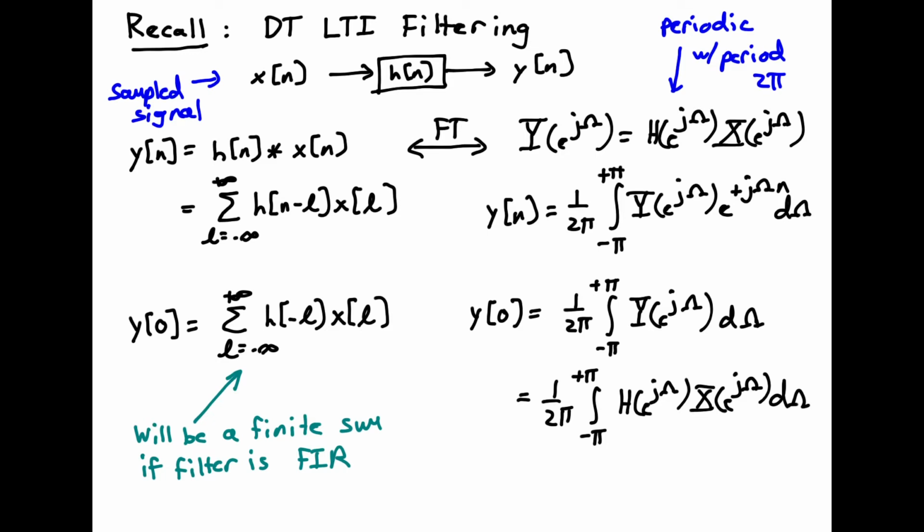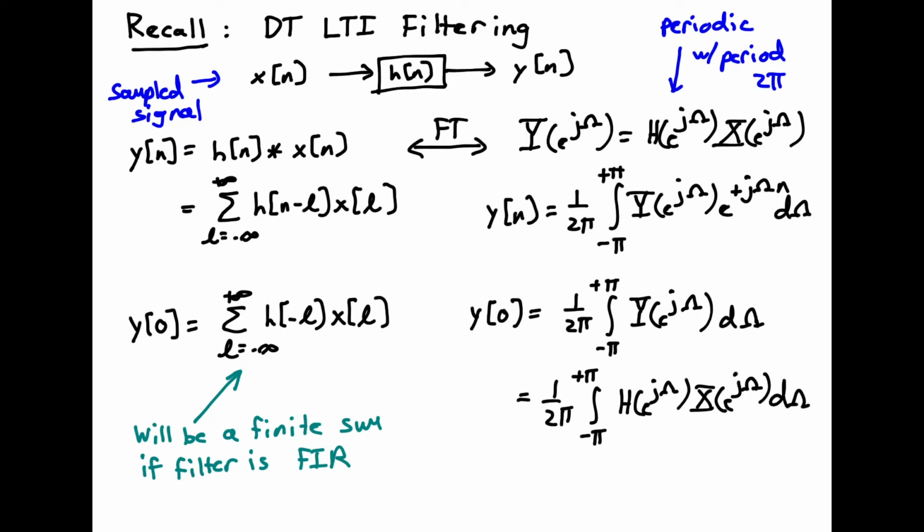If I take the Fourier transform, this convolution turns into a multiplication. Specifically, the Fourier transform of the output, y of e to the j omega, is equal to the Fourier transform of the impulse response, which is the frequency response, h of e to the j omega, times the Fourier transform of the input. Just to remind you, this is a sampled signal, meaning that Fourier transform is actually a discrete time Fourier transform, which is periodic with period 2 pi.